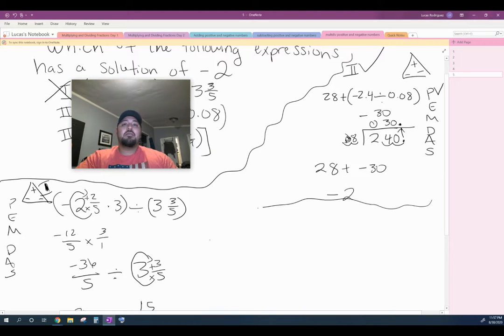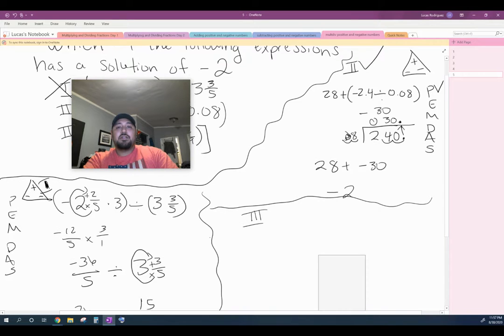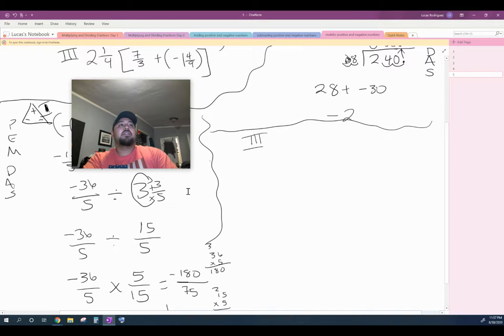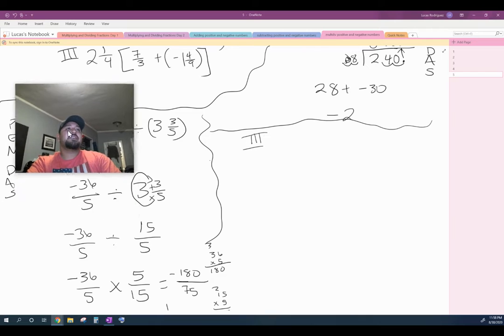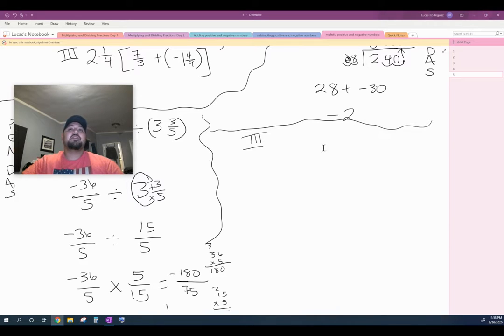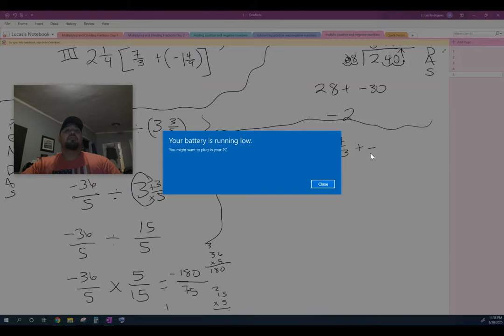Now we're going to work on Roman numeral 3. So first of all, let me create some space. And let me move my big head out of the way so I can see what the actual Roman numeral 3 is. So Roman numeral 3 says 2 1/4. And then I have my brackets, which is the same thing as groups. 7/3 plus negative.